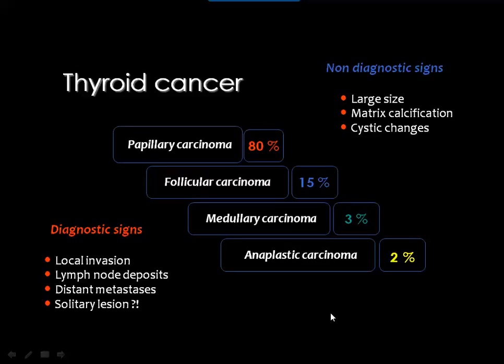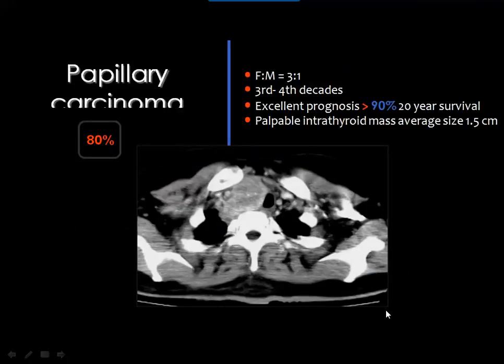You may see a large lesion that is invading the adjacent structures, or it may have metastatic lymph nodes in the neck, or may show some distant metastasis like in the lung or anywhere. And whenever you see a solitary lesion in the thyroid, you have to exclude the possibility of malignancy, because the malignancy in a solitary nodule is a little bit higher than in cases of multiple nodules.